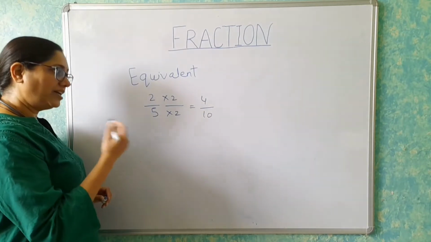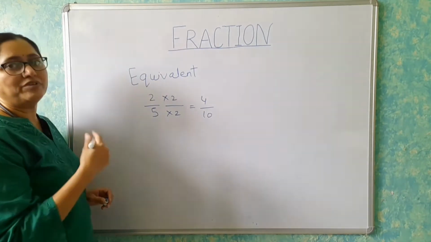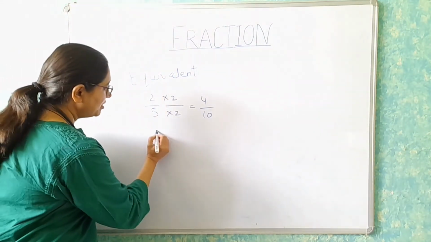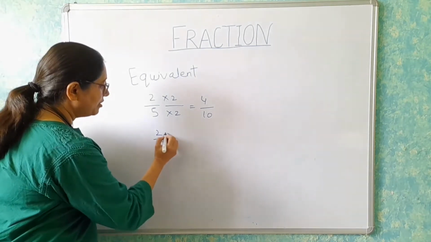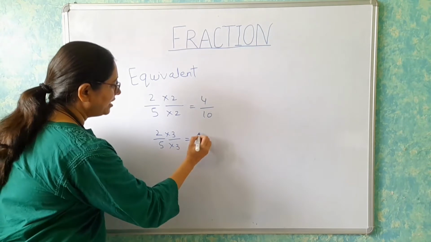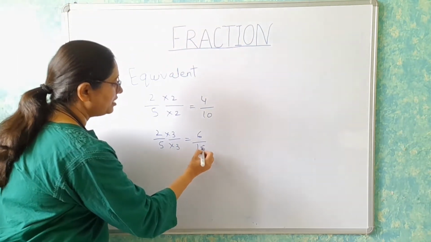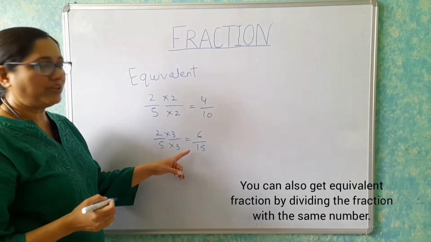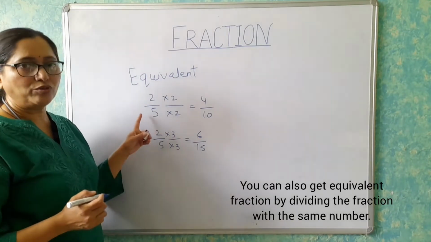Next, again I can multiply 2 by 5 with another number. For example, if I am multiplying 2 by 5 with 3, I will get 6 by 15. Again 6 by 15 is an equivalent fraction of 2 by 5.